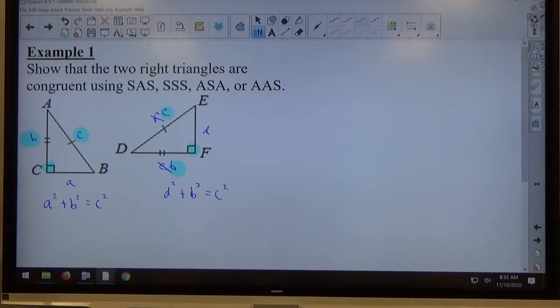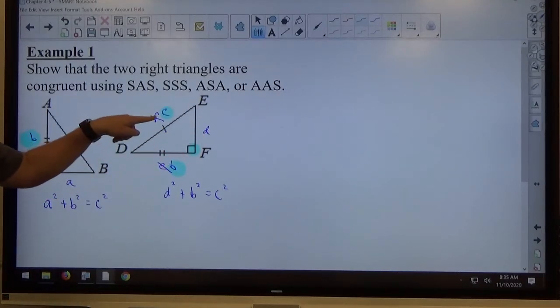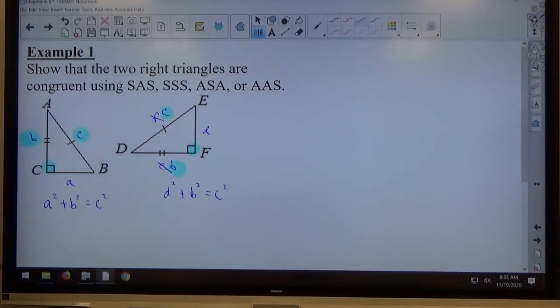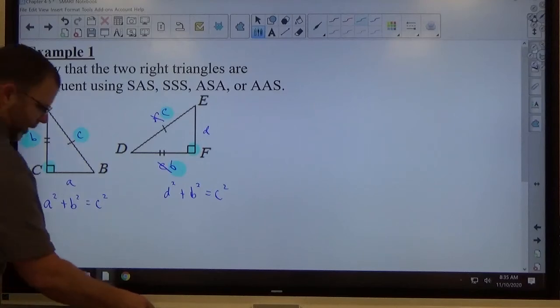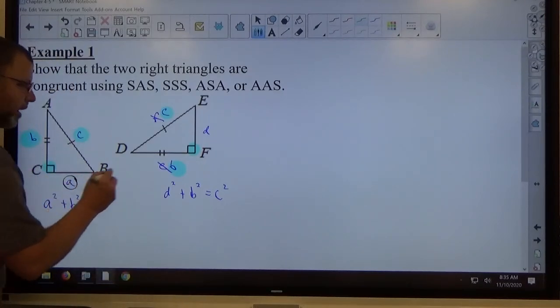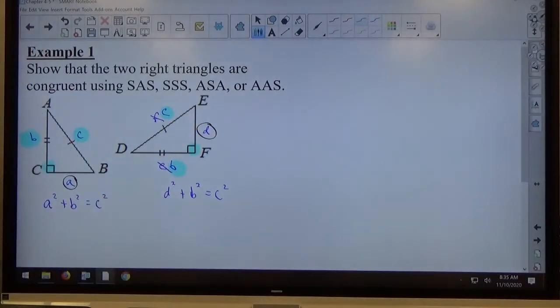Right? Leg, hypotenuse. Leg squared plus leg squared equals hypotenuse squared. Now what I'm trying to do here is I'm trying to see, is there a relationship between side A and side D? Is there something that's true about them that might give me more information, that leads me to one of these four congruence theorems that wasn't already there to begin with?